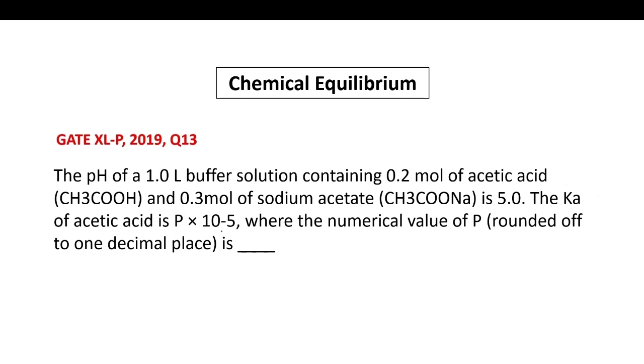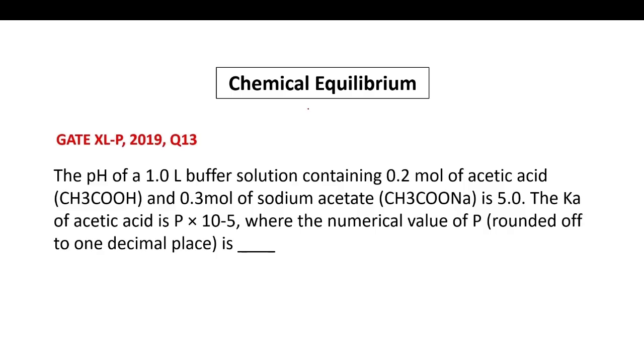So how to do that? First write the Henderson-Hasselbalch equation. Also mind that this is a weak acid and base pair, an acetic acid and its conjugate base pair. That's why we are able to use the Henderson-Hasselbalch equation here. So pH is given by pKa plus log of conjugate base.